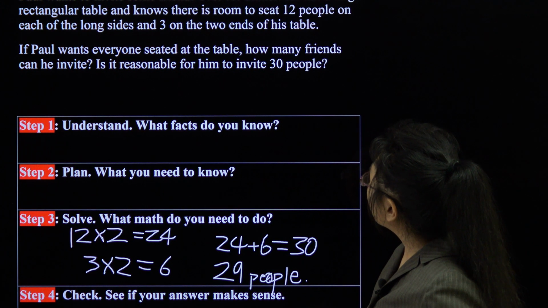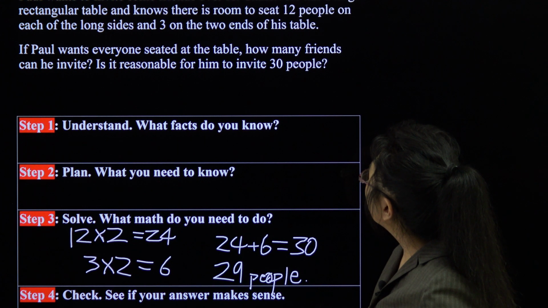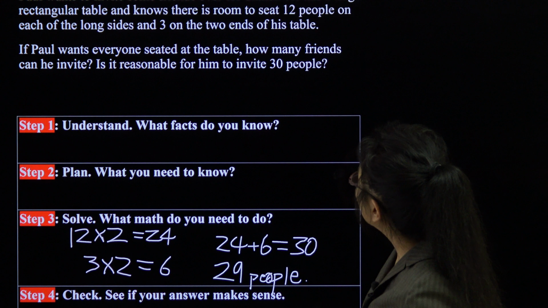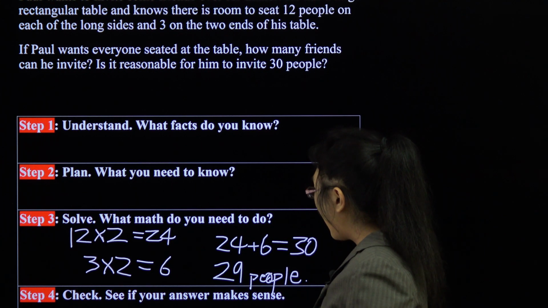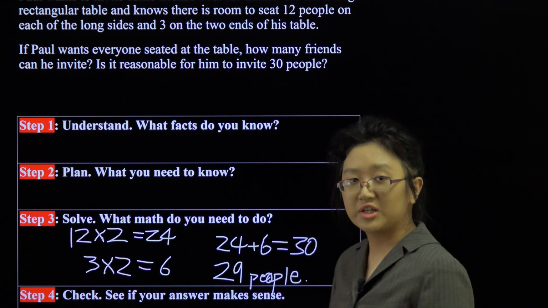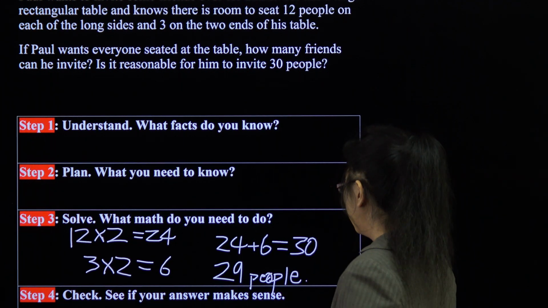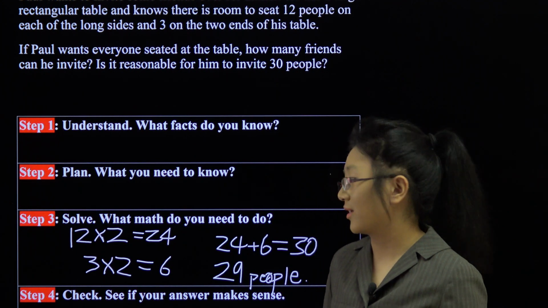12 times 2 equals 24. And 2 times 3 equals 6. 24 plus 6 is equal to 30. And 30 people, which is 29 friends and Paul, equals 30. So yeah, our answer makes sense.